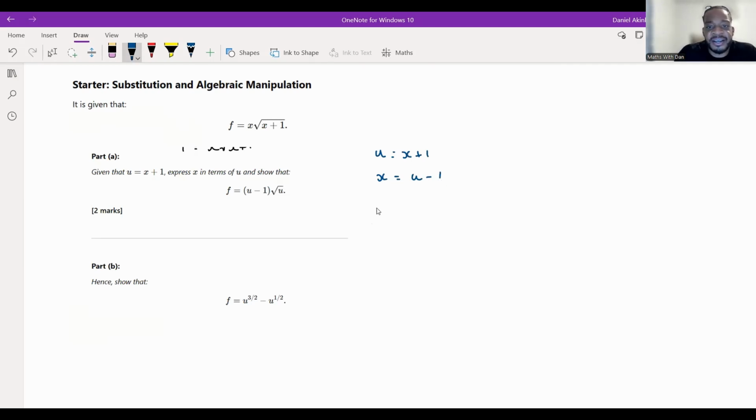So if f is equal to that, then f will equal x, which is u take one, and then the square root of x plus one. Now the square root of x plus one: x plus one itself was what u is equal to. So that's just going to be u, isn't it? So that means I get part A. Does that make sense? Happy with that, guys?